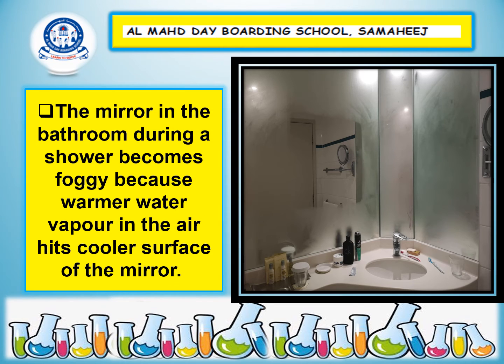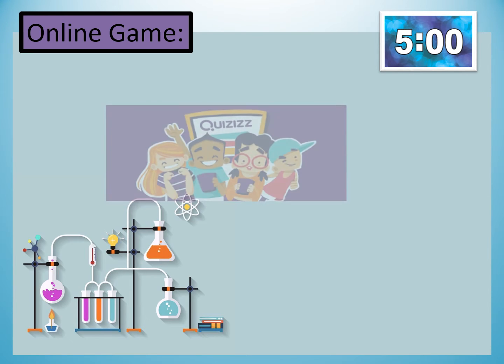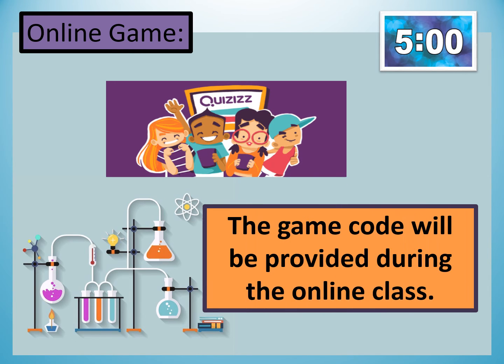Another example, the mirror in the bathroom during a shower becomes foggy because warmer water vapor in the air hits cooler surface of the mirror. You know already what is all about condensation and what are the different examples of this. Remember, water vapor and steam will turn back into the water when they are cool, so this process is called condensation. For your first assessment, let's do in quizzes. The game code will be provided during the online class and the time limit for this is only 5 minutes.